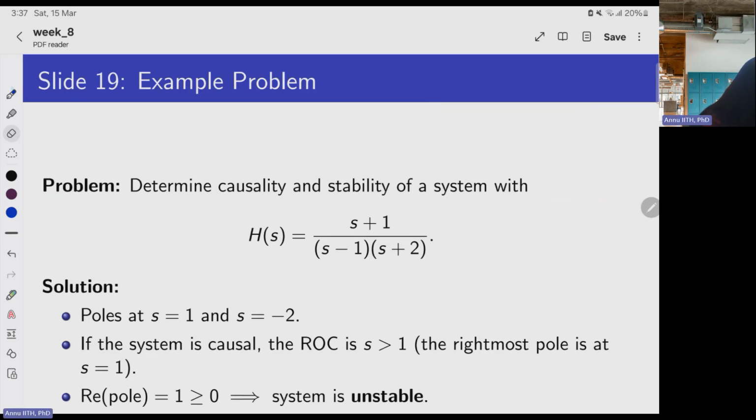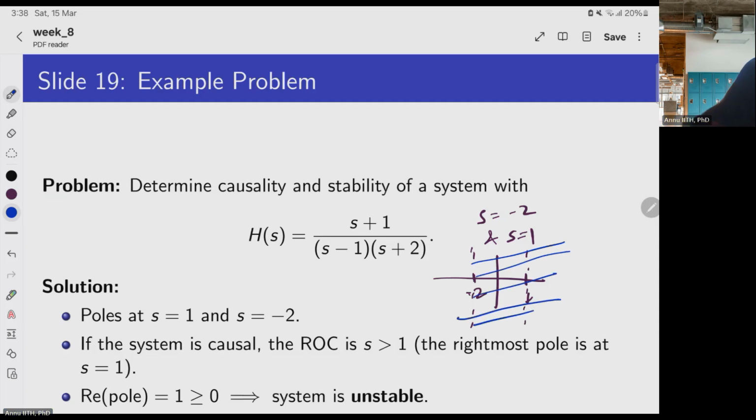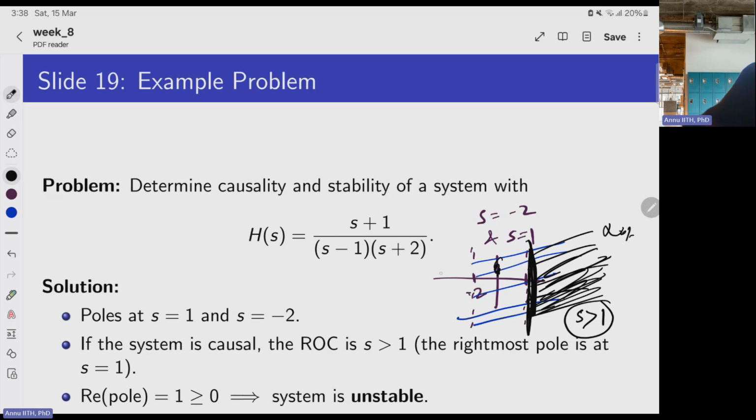So if we draw the ROC, you have s equals minus 2 and s equals 1. So you have minus 2 here and 1 here. And the ROC is always the common part. So the ROC is like this, s greater than 1. It is not involving this axis, so it is not stable, but it is on the rightmost side of the rightmost pole, so it is causal.